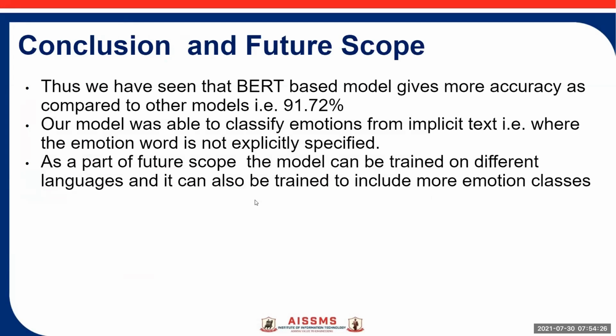Coming to the conclusion, we have seen that the BERT-based model gave us more accuracy as compared to other models, about 91.72%. Our model was able to classify emotions from implicit text, that is where the emotion is not explicitly specified. Coming to the future scope, the model can be trained on different languages, on a greater and bigger data set, and can also be trained to include more emotion classes.